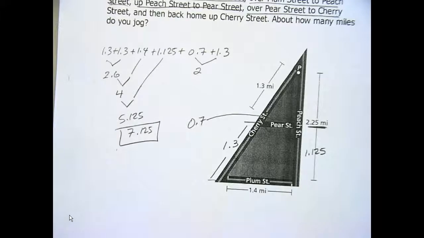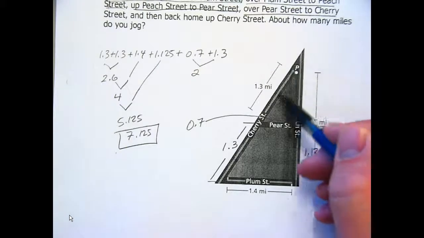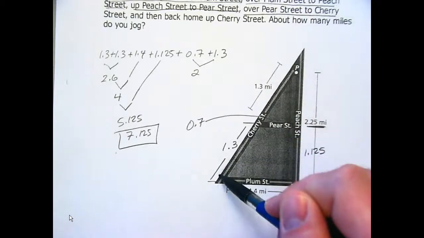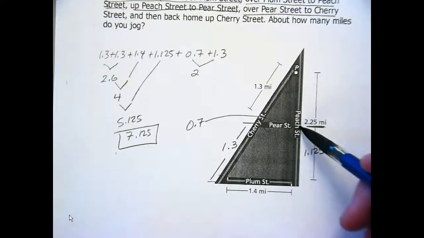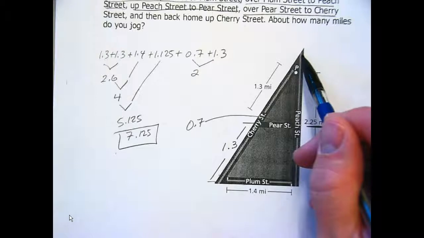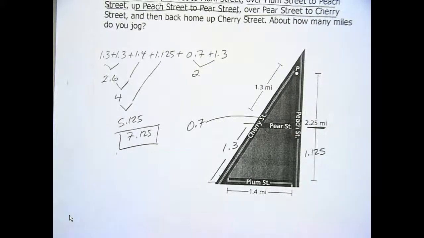Does it say Pear Street to Peach? You have 1.2? I have 1.3. So let's make sure. We start here and go down Cherry Street. That's 1.3 and 1.3, right? And then we go over Plum, then Plum to Peach, which is 1.125. And then Peach to Pear, which is 0.7, and then back home. We good? Okay.